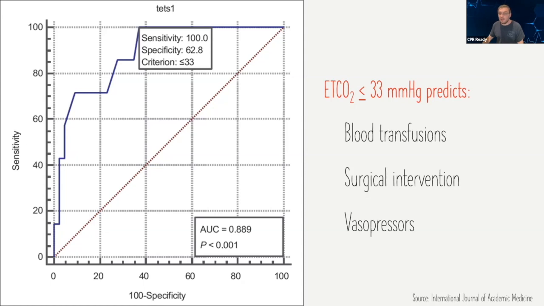They did some studies and they found that an end-tidal CO2 of less than or equal to 33 in trauma was predictive of the need for blood transfusions, surgical interventions, and even the need to give vasopressors in these cases where the other interventions weren't sufficient. So start using capno to monitor your trauma patients if you're not doing that already.